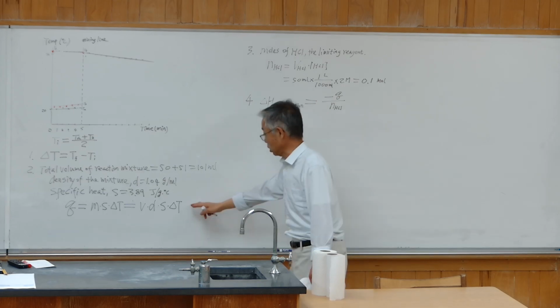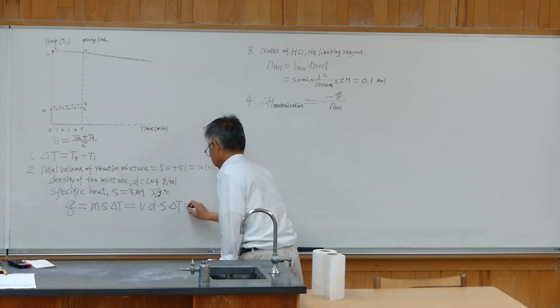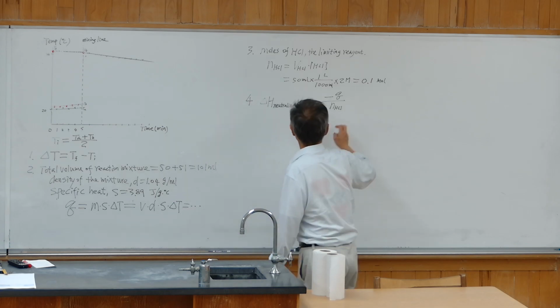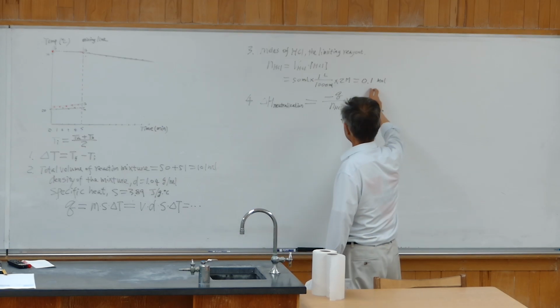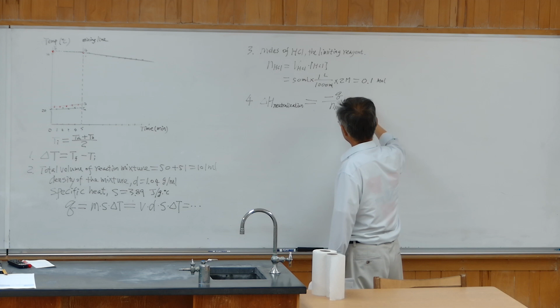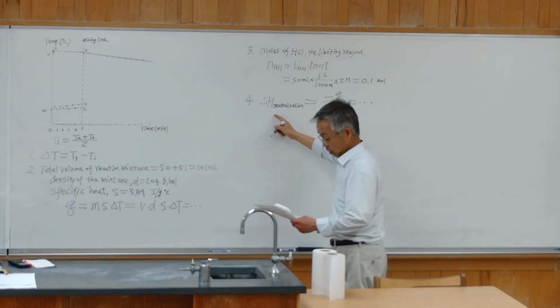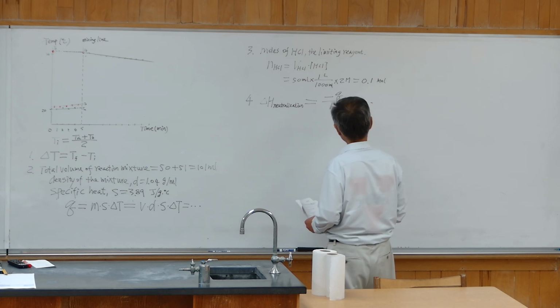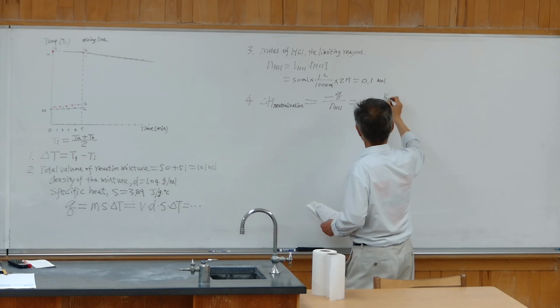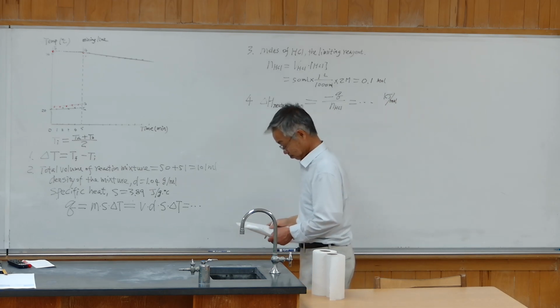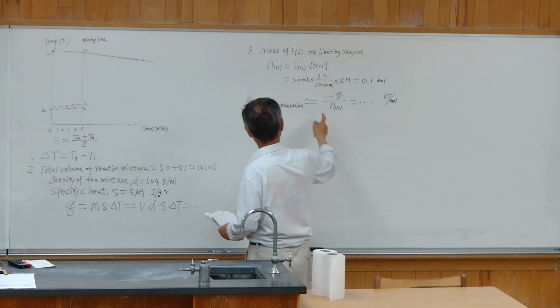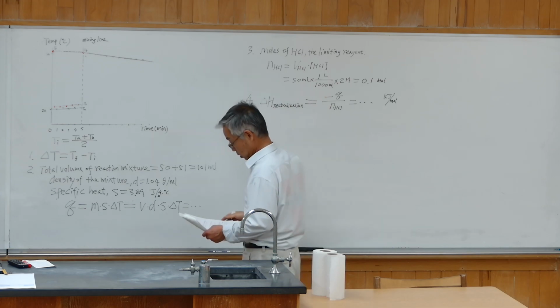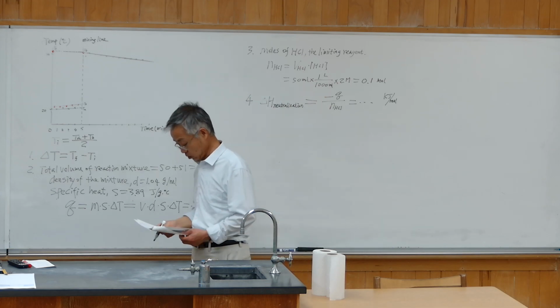Q is what you calculated here. Then divided by moles of HCl, you get enthalpy change of this reaction. The unit will be kilojoule per mole. Okay. So this delta H being negative means the reaction releases heat.